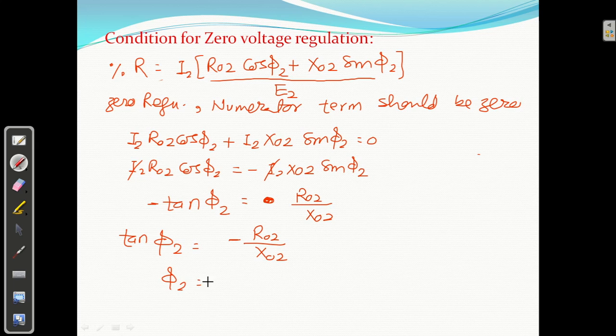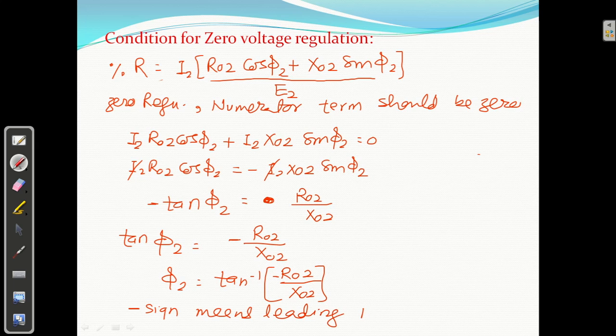So phi 2 equal to tan inverse of minus R02 upon X02. The minus sign means the angle will be negative, and a negative sign means leading power factor. So be careful about it. You will get zero regulation at the leading power factor only. Clear?